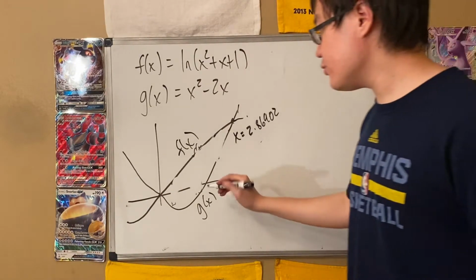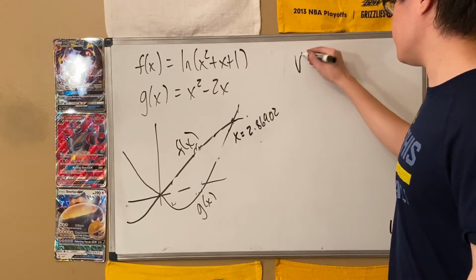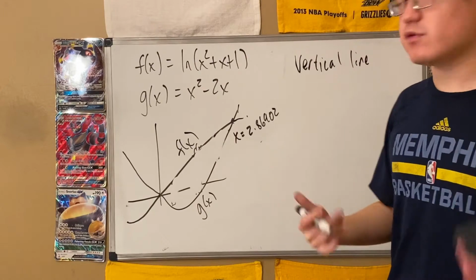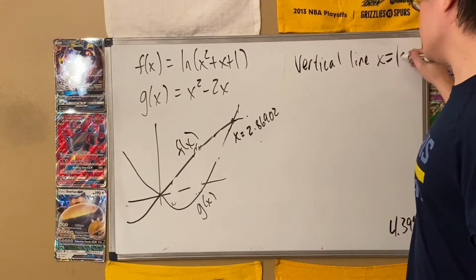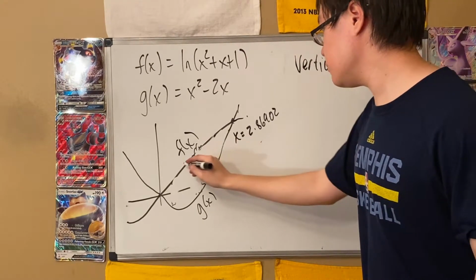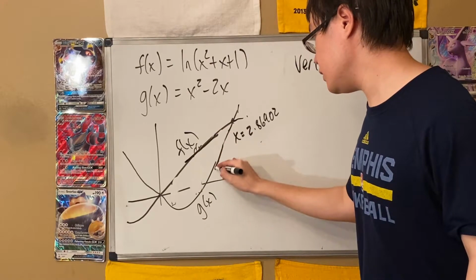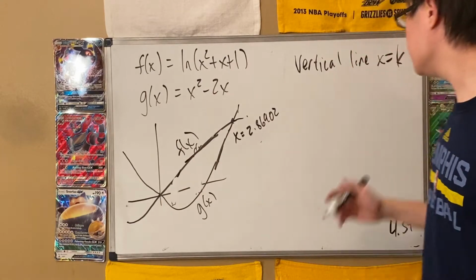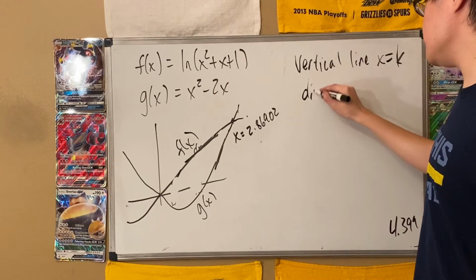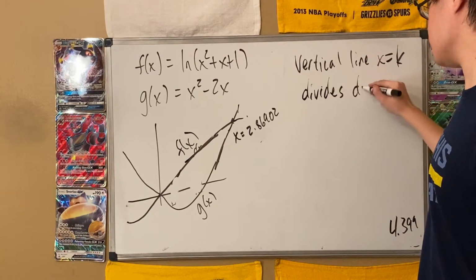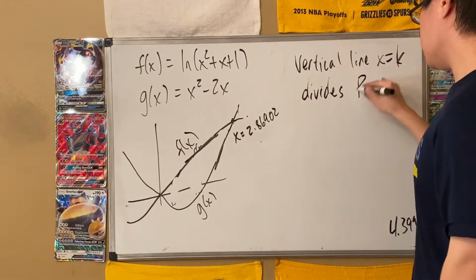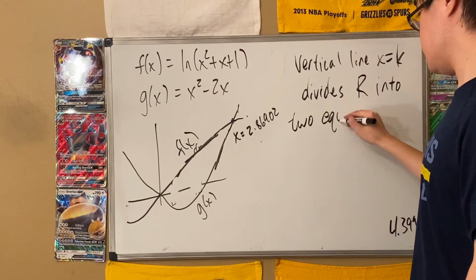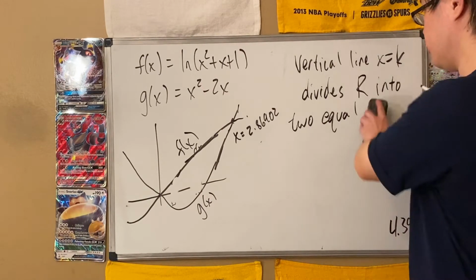What it says is that there's going to be some sort of vertical line, usually given by K for some reason. X is equal to K divides the region we care about. So my nice region, hopefully I can outline it a little bit better, this region right here, where F is the top and G is the bottom. This vertical line divides our region into 2 equal parts. Divides region R into 2 equal areas.